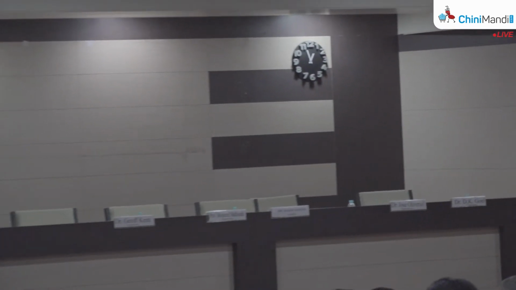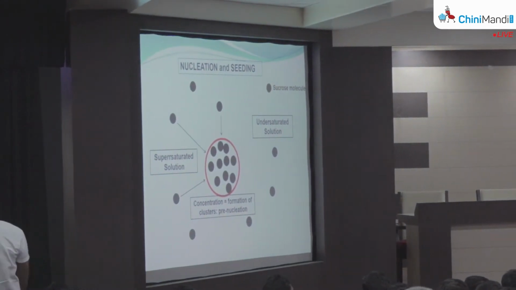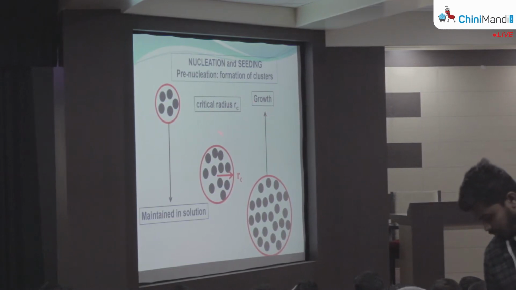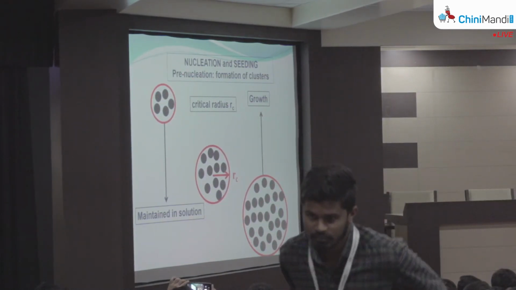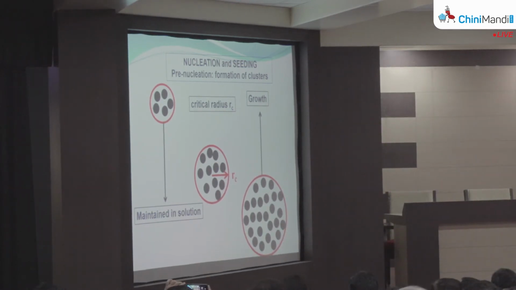First, nucleation and seeding. In dilute solution, sucrose molecules don't see each other. As concentration is increased, they come together to form clusters. When a cluster reaches a certain critical radius, then we are ready to grow.